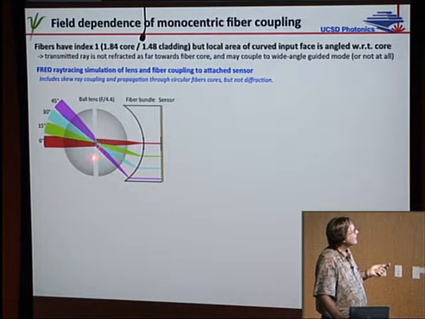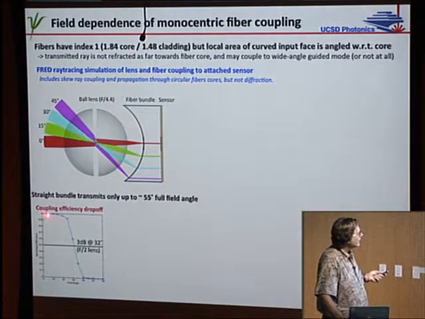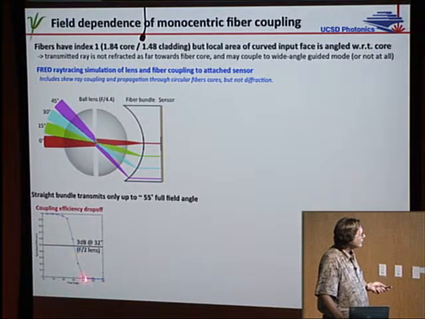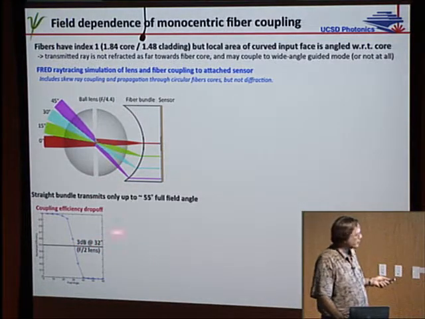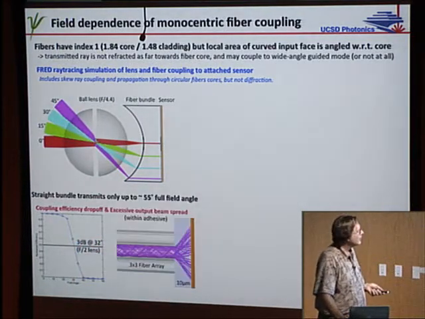This is a simple singlet lens, f4.4. And you model this, and you find that the coupling efficiency, I think this is just for the chief ray, but it looks very similar when you look at the whole ray bundle. You see it dropping by 3 dB for a 60-degree field of view, and it drops pretty fast thereafter.